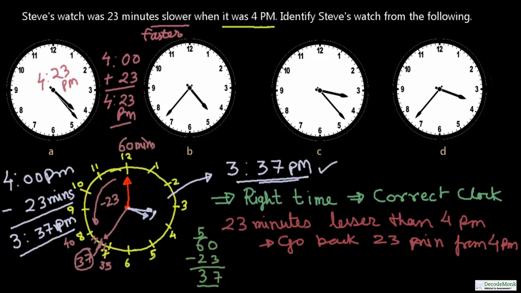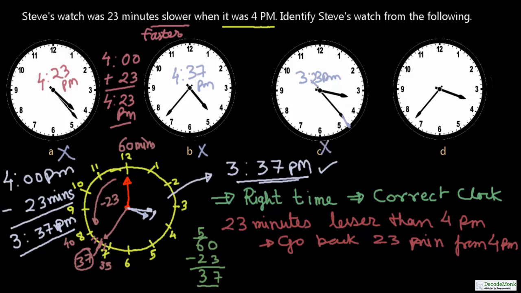Slower means the time shown by the clock is lesser than the actual time, and faster means the time shown by the clock will be more than the actual time. Anyway, this is not our answer. This clock is showing 4:37 p.m. but our answer is 3:37, so this is not the answer. This one shows the hour hand between 3 and 4, so 3, and the minute hand at 20, 21, 22, 23. So 3:23 p.m. This is also not our answer.